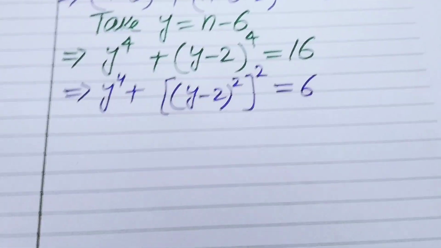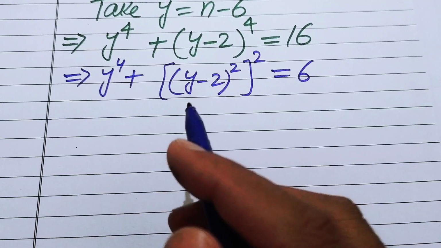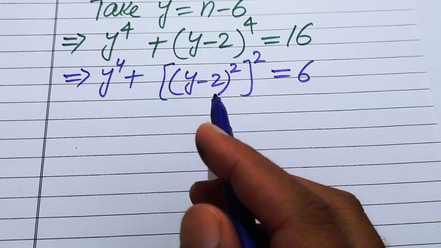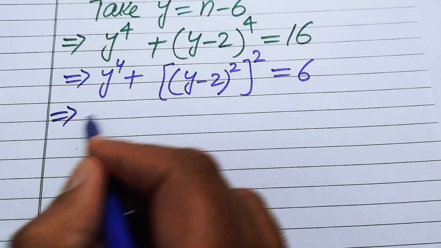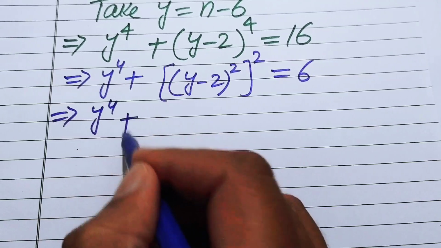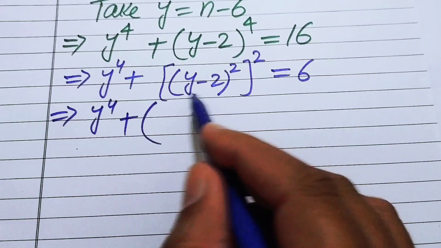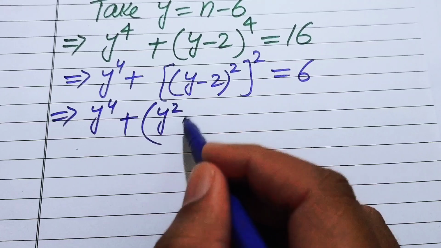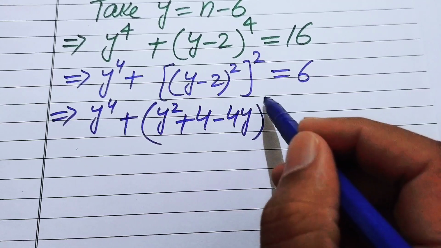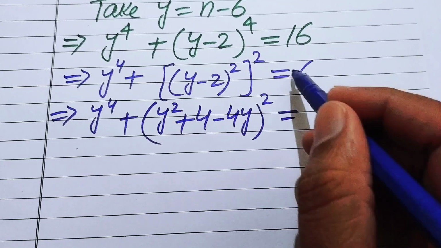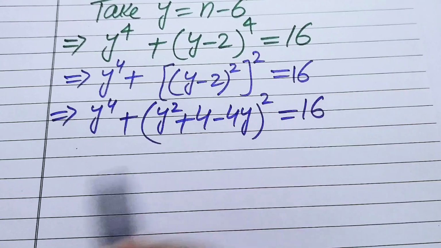Now we first apply the nice formula inside the square term, and we get its output in the form of y^4 plus, we open this square and you get (y^2 + 4 − 4y)^2 equals 16.